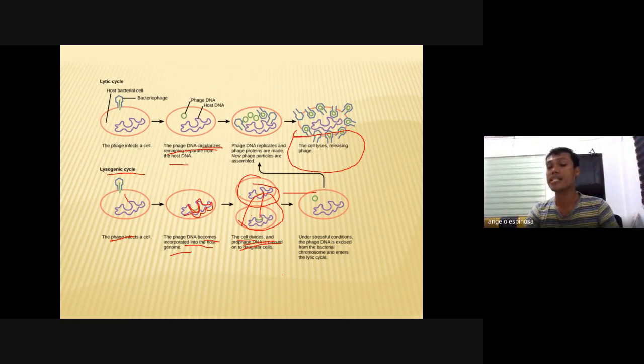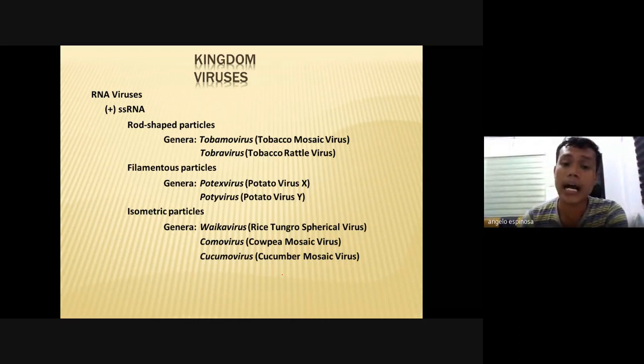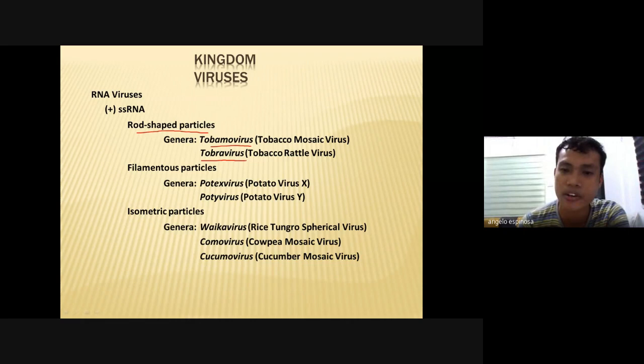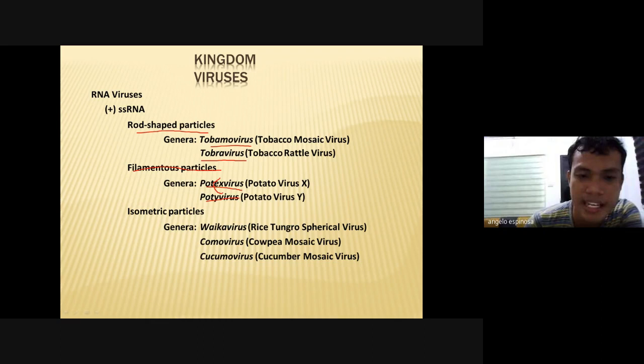And then we have this kingdom viruses that you need to familiarize. Okay? So we have RNA viruses. Under rod-shaped particles or rod-shaped type, we have tobamovirus, which is tobacco mosaic virus, and tobravirus, which is tobacco rattle virus. Okay? Mosaic, rattle. And filamentous particles naman, we have potexvirus, potato virus X, and potyvirus, potato virus Y. O, eto na, X. Yan, virus X, and Y, ibig sabihin potato virus Y, yan.